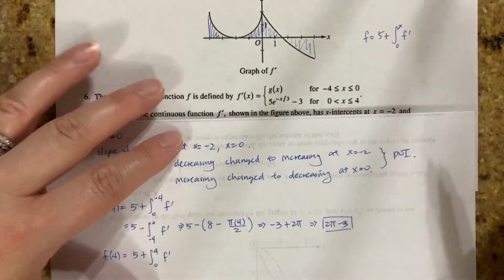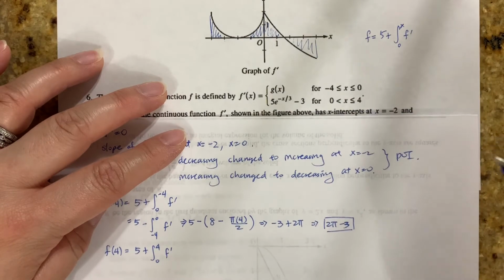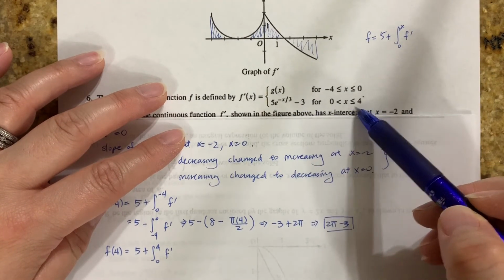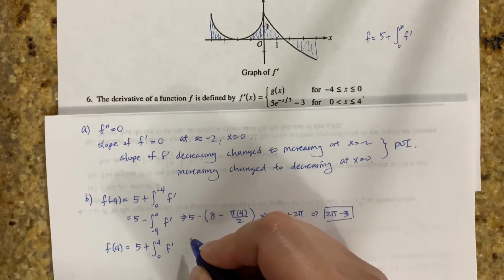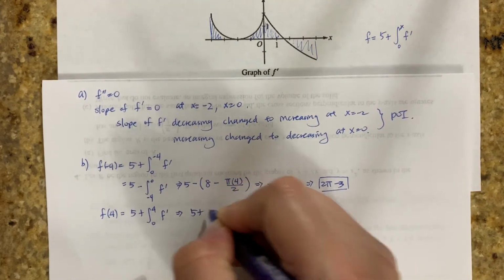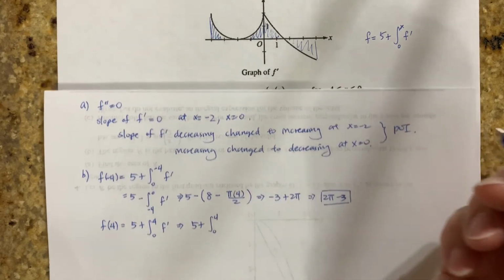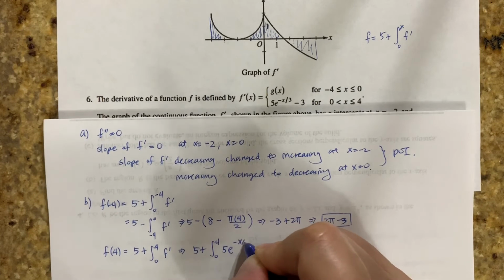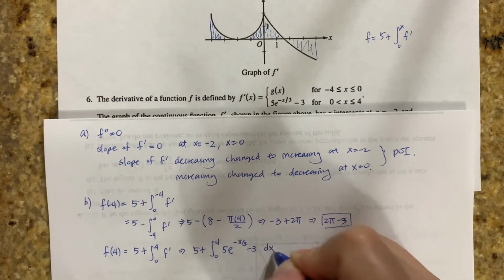Now, good thing is we don't need to figure that out geometrically. We have the function here, so we can actually use the function. This is the equation between 0 to 4. So you actually have 5 plus the integral between 0 to 4 of the function 5e to negative x over 3 minus 3 dx.